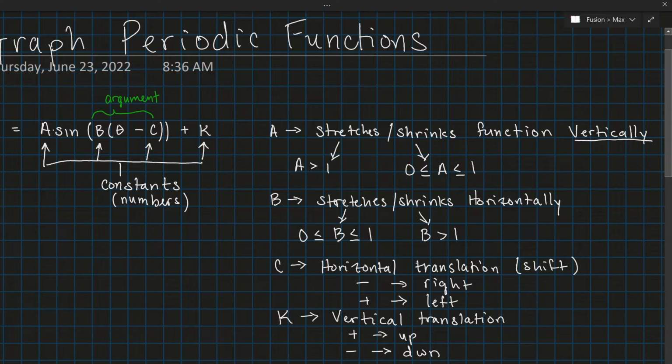Why is that? That's a good question. I do not know the answer to it. I would just say that's kind of just how it works. What happens on the inside of the argument is kind of the opposite of what happens outside. So on the outside, whenever k is positive, it shifts it up. When a is greater than 1, it stretches it, and on the inside, it's kind of the opposite. When it's negative, it goes in the positive x direction, to the right. And b stretches it whenever it's a fraction.